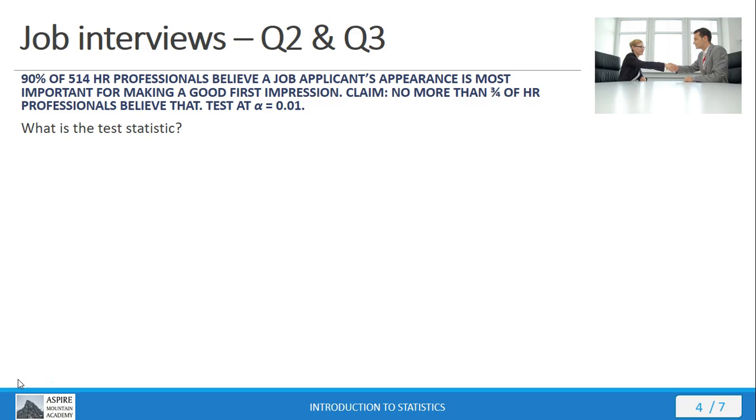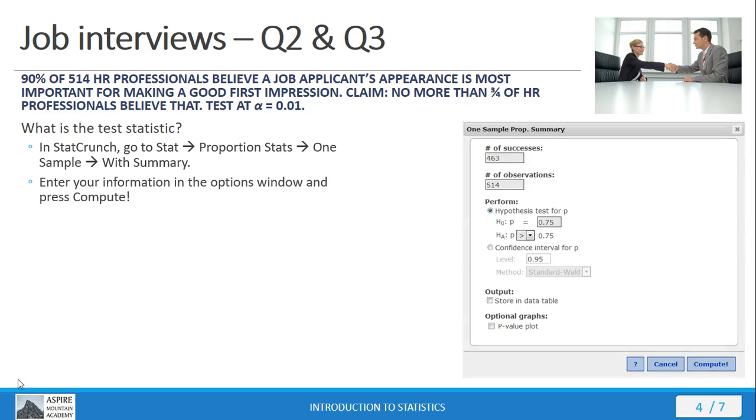Okay, let's check this out. So in StatCrunch, you should have gone to Stat, Proportion Stats, One Sample with Summary. Then in the Options window, you've got 90% of 514. That's where the 463 comes from. They don't give you the actual number in the problem statement, so you're going to have to calculate that yourself. But it's a simple enough calculation.